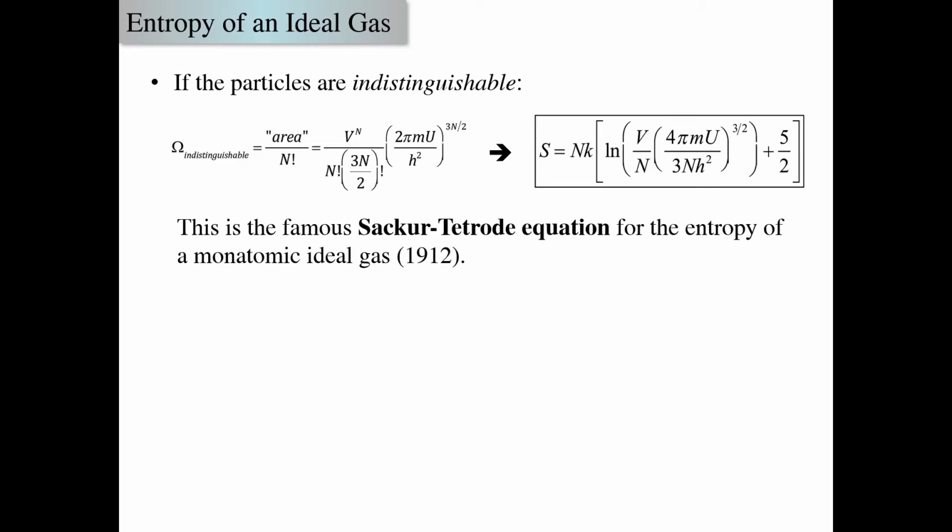Monatomic means that there are 3 degrees of freedom for this equation.